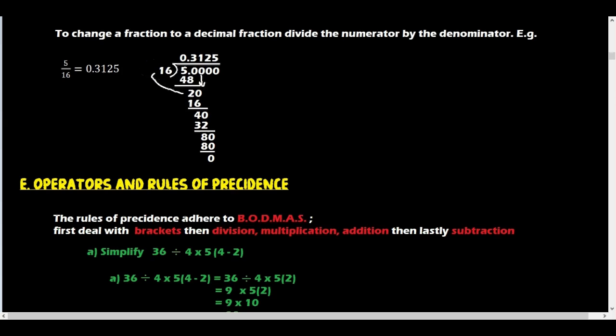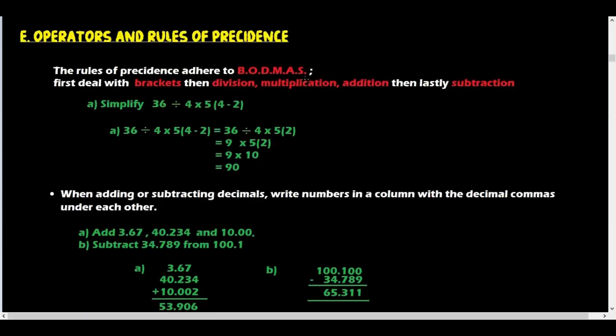1 times 16, 16. 20 minus 16, we get 4. We drop down another 0, we get 40. Then 16 into 40, that's 2. 2 times 16, 32. 40 minus 32, 8. We drop another 0. 16 into 80, that's 5. 5 times 16, 80. 80 minus 80 is 0. That's when we stop. Then the decimal fraction of 5 over 16 is 0.3125.